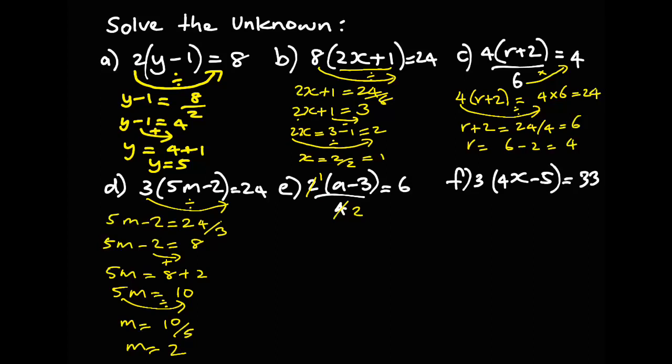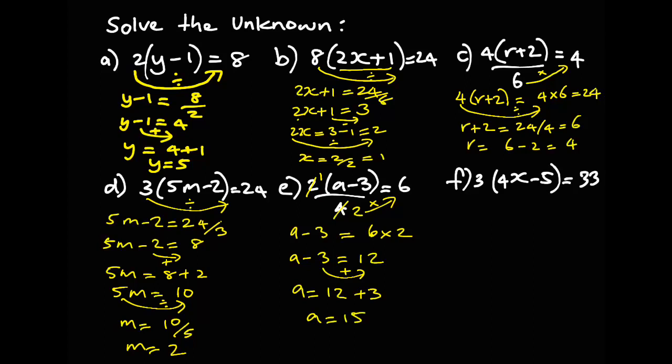And then that way you've already eliminated one of the problems, and then you can just write out, you can bring the 2 across to multiply, and you're left with a minus 3 equals 6 times 2. a minus 3 equals 12. And then you bring the negative 3 across and it comes across as a positive. So a equals 12 plus 3, a equals 15.